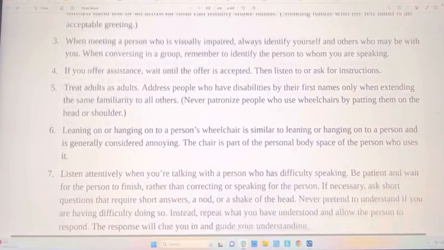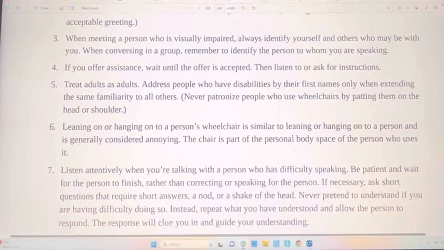Number 3, when meeting a person who is visually impaired, always identify yourself and others who may be with you. When conversing in a group, remember to identify the person to whom you are speaking. If you offer assistance, wait until the offer is accepted. Then listen to or ask for instructions.